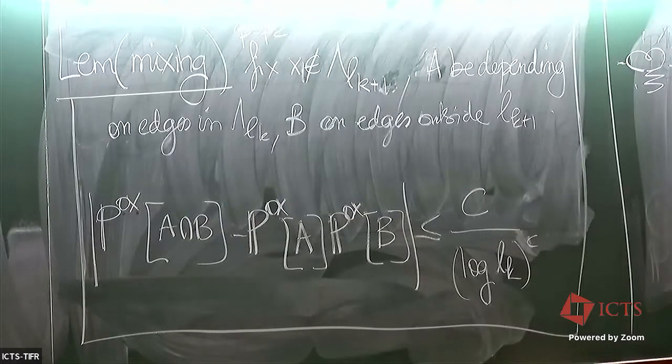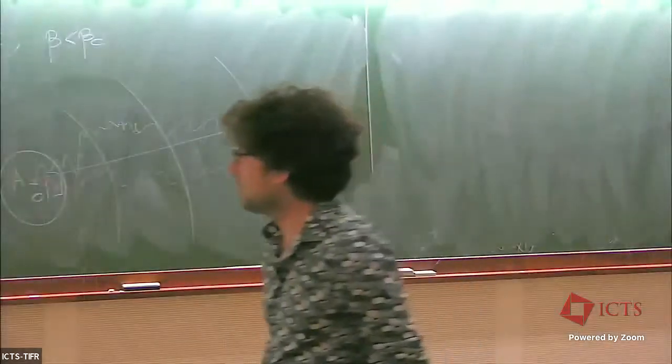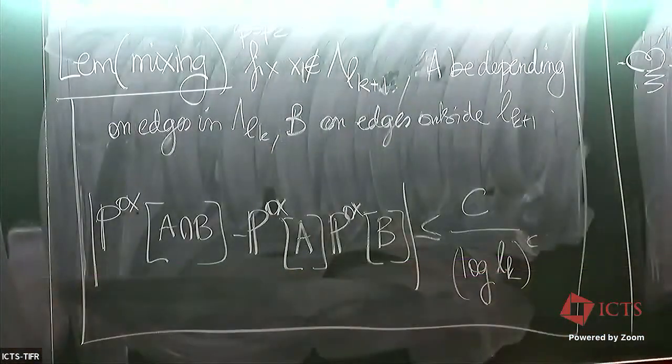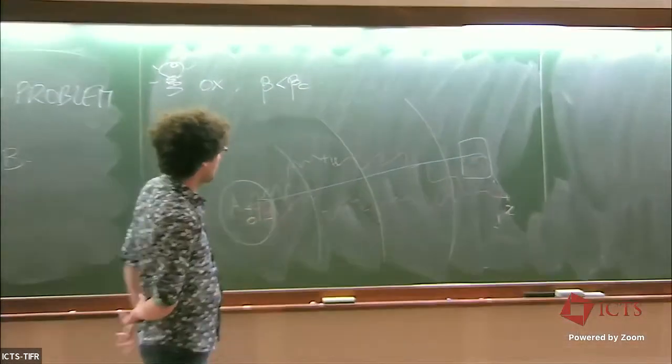Yeah, I have very naive questions. So this mixing lemma is true for beta less than beta C also? Yeah, I mean, with additive, it is true. That's why when I was writing that, explaining this, I was like, oh, yeah, what am I doing?